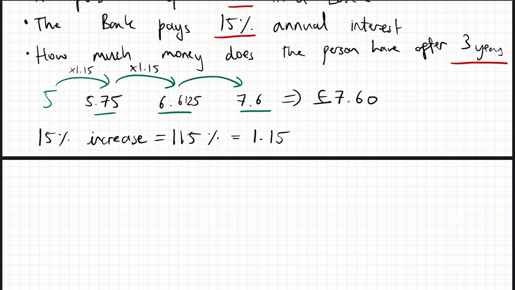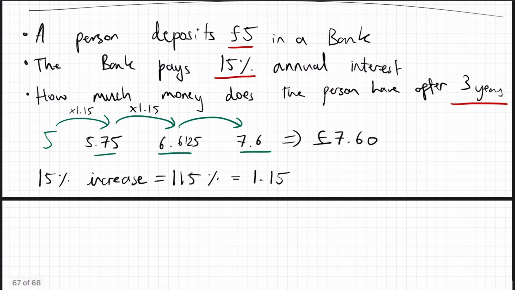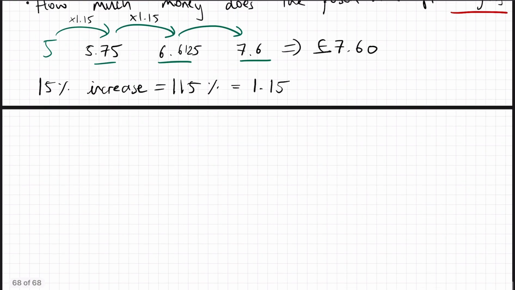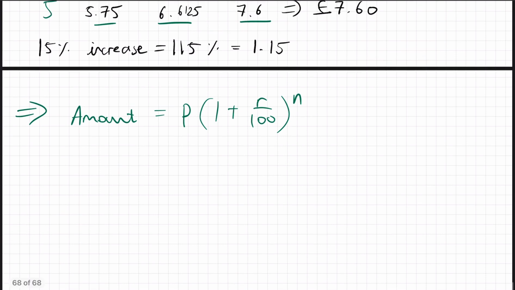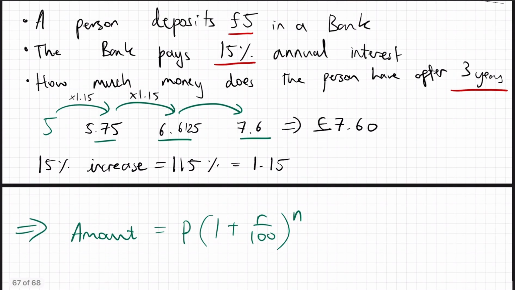But the thing is, we had to do quite a lot of work, and it definitely would have been nicer if we could do this in a much quicker way. So let me show you the much faster way. Now, you might have seen a formula such as something like this. So I will say amount equals P multiplied by (1 plus R over 100) to the power of N. This is pretty easy to use.